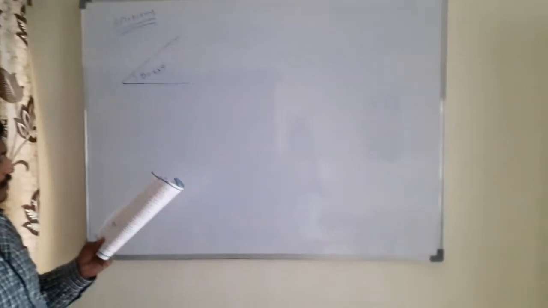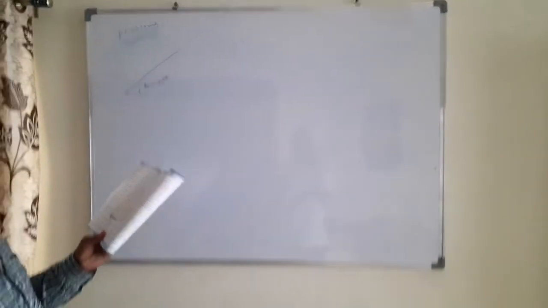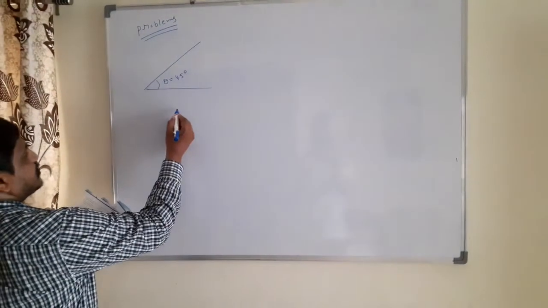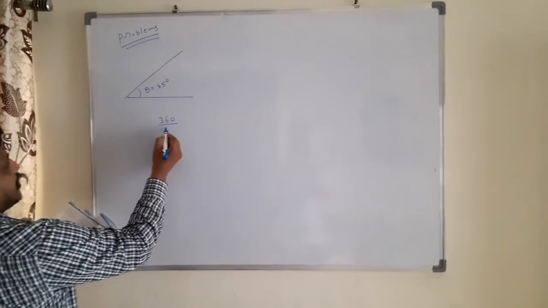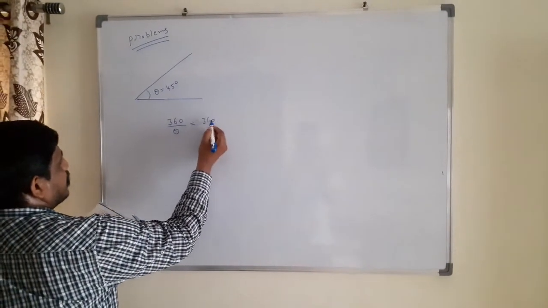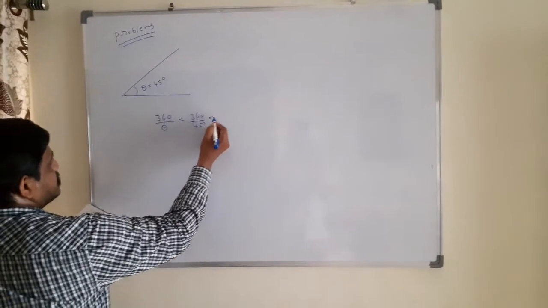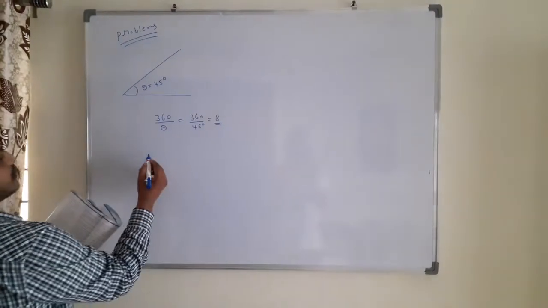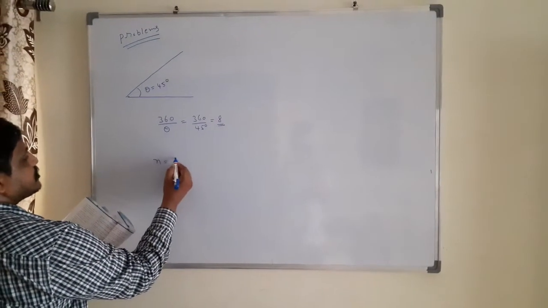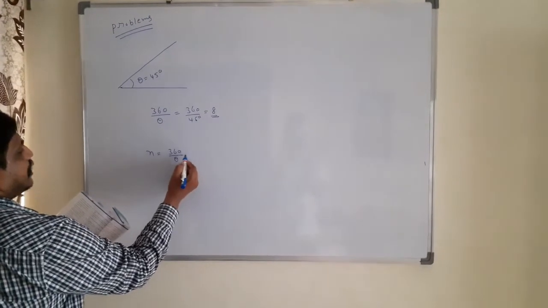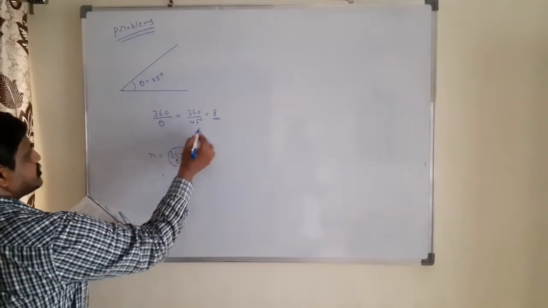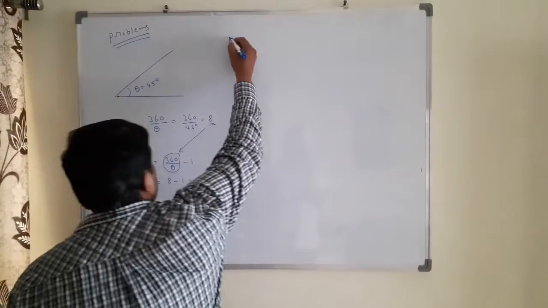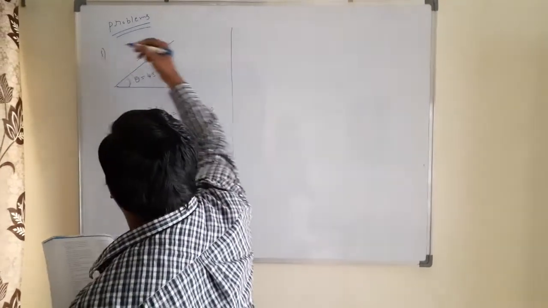If an object is placed in between them, then the number of images will be... First, we determine 360 by theta. Here theta is already given as 45 degrees, so finally we get 8. 8 is even. What is the number of images formula? 360 by theta minus 1. 360 by theta is 8, so 8 minus 1, finally we get 7. This is the first problem.